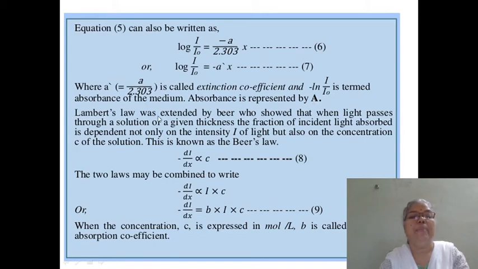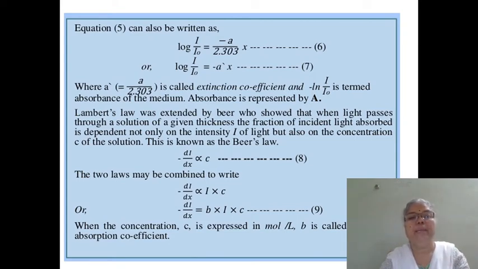Then Lambert's law was extended by a scientist, Beer, who showed that when light passes through a solution of a given thickness, the fraction of incident light absorbed depends not only on the intensity I of the light, but also on the concentration C of the solution, and this is known as Beer's law.